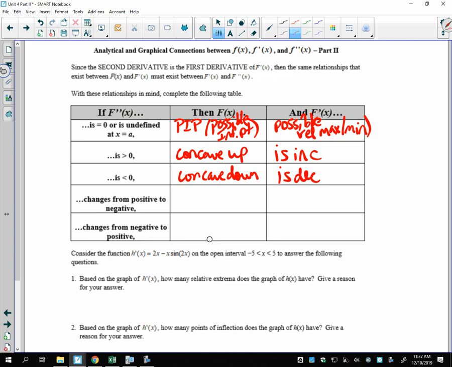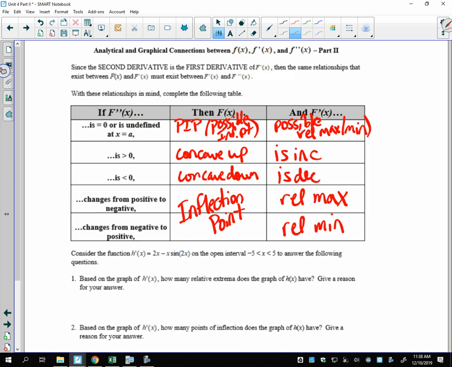What do I know about the function if the second derivative changes from positive to negative or negative to positive? On both of those, remember that is how you prove that your graph has an inflection point, because it changes concavity. But on the first derivative, if the second derivative changes from positive to negative, that means it's changing from increasing to decreasing. That means there's a relative max. And if the second derivative changes from negative to positive, on the first derivative that would mean a relative min.